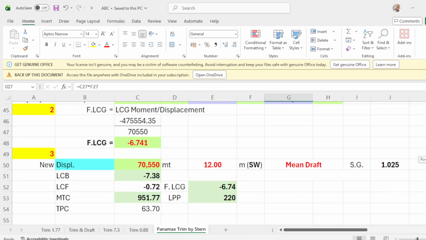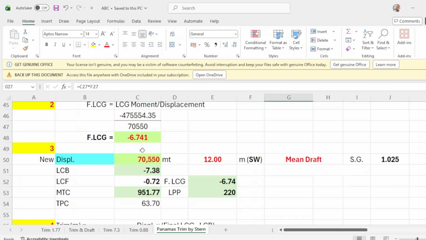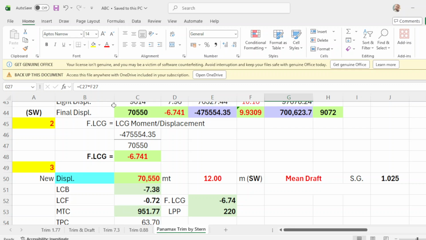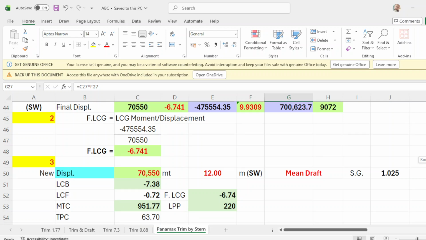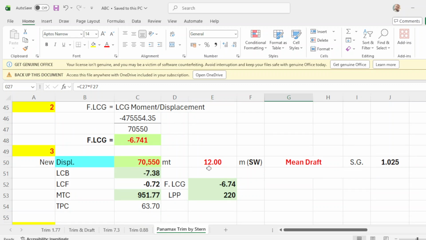Okay, with your total weight or total final displacement of 70550, how much would be the draft in salt water with a density of 1.025. So from this draft we will take LCB, LCF, MTC, and TPC. Okay, so we'll try to take this draft 12 meters.